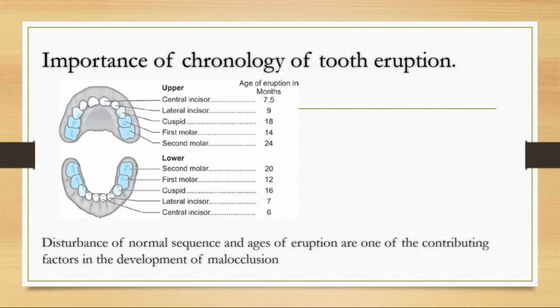And the importance of chronology of tooth eruption: the disturbance of the normal sequence and ages of eruption is one of the contributing factors in the development of malocclusion. The new tooth should be in the position of the deciduous tooth exactly at its chronological time. Otherwise there will be crowding, there will be labial eruption or lingual eruption. So it will result in malocclusion.